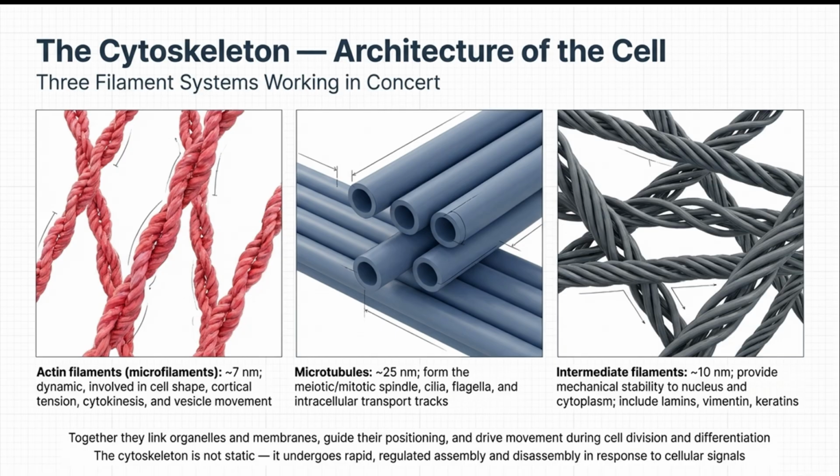A critical and often underappreciated fact: the cytoskeleton is not static. It undergoes rapid, regulated assembly and disassembly in response to cellular signals. What looks like a fixed scaffold is actually a highly dynamic, constantly remodeling structure. This dynamism is what allows the cell to change shape, divide, migrate, and respond to its environment. But it also means the cytoskeleton is vulnerable to perturbations such as temperature change, mechanical stress, and chemical exposure.